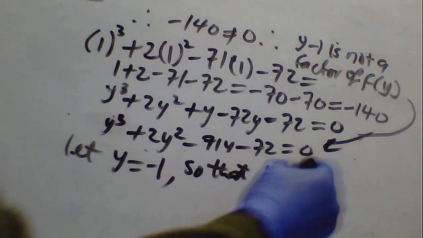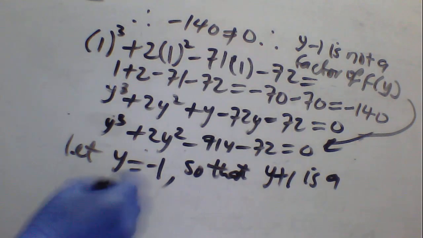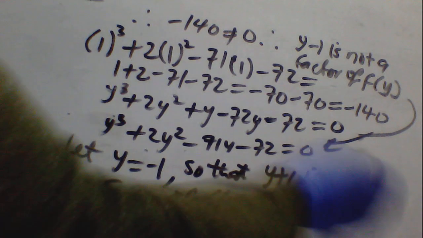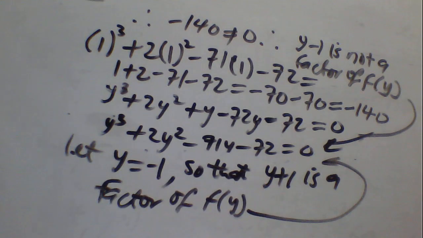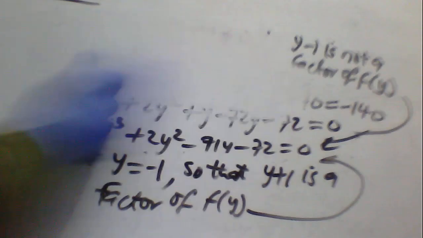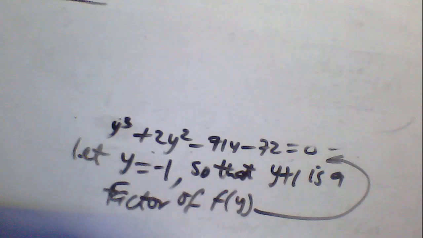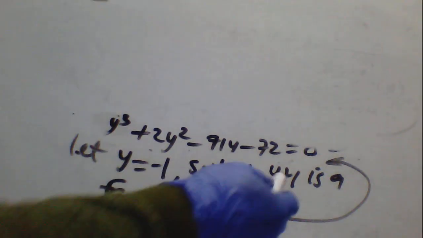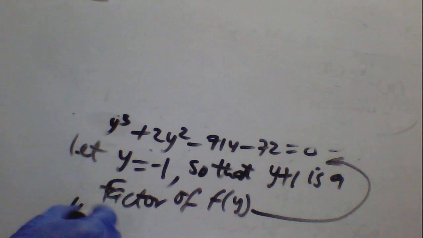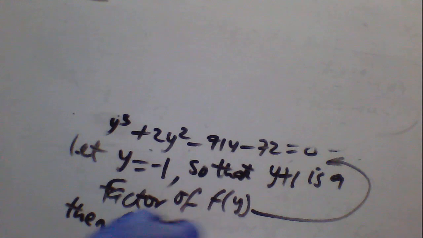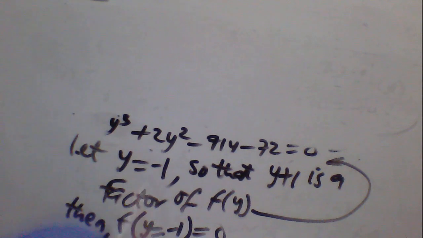So that y plus 1 is a factor of f of y. If it is a factor, if you substitute it in that equation and the result gives us 0, then it is a factor. If y plus 1 is a factor of this, then f of y at minus 1 will give us 0, if it's actually a factor based on the factor theorem.